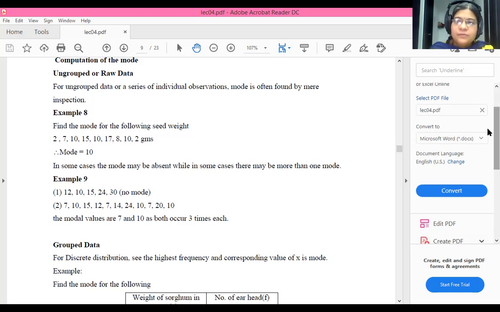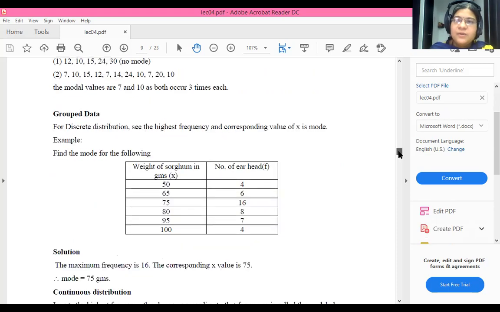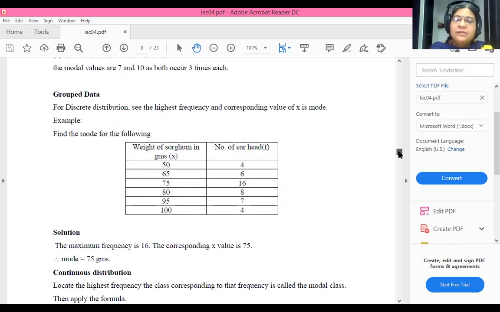Group data now. We will find out how to calculate the mode in case of the group data. Now for discrete distribution, see the highest frequency corresponding to the value of x is the mode.